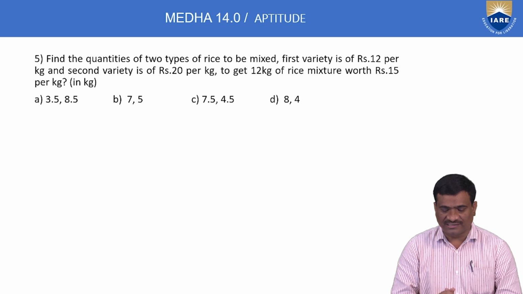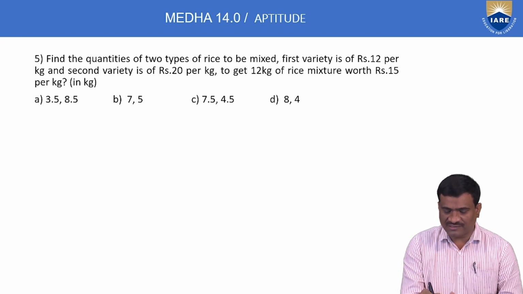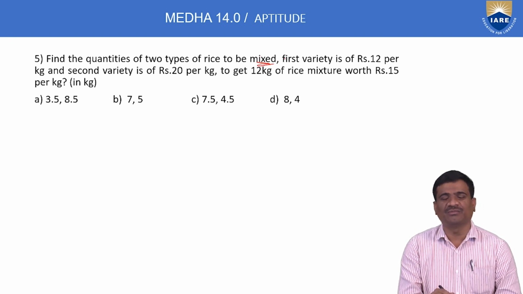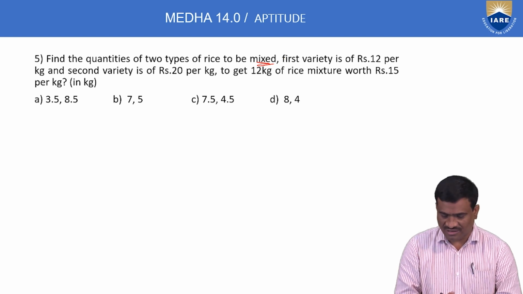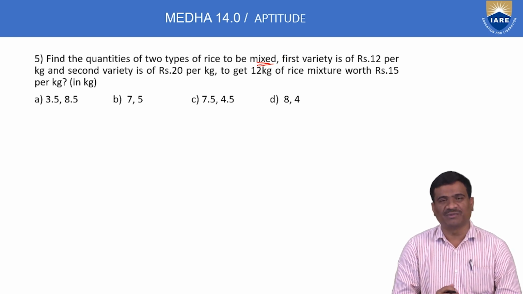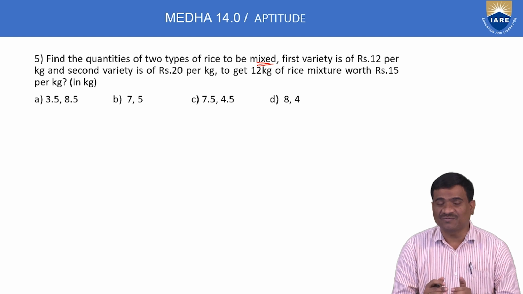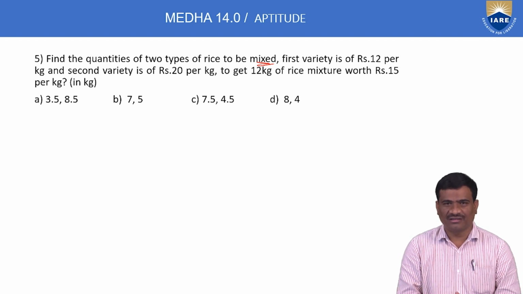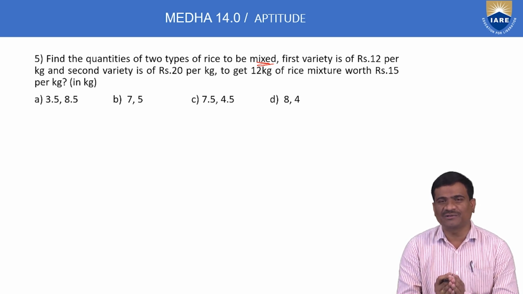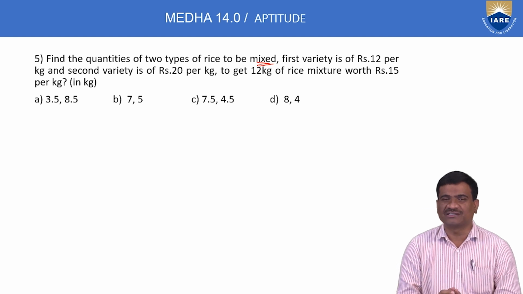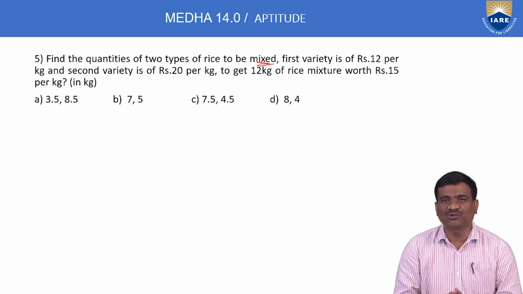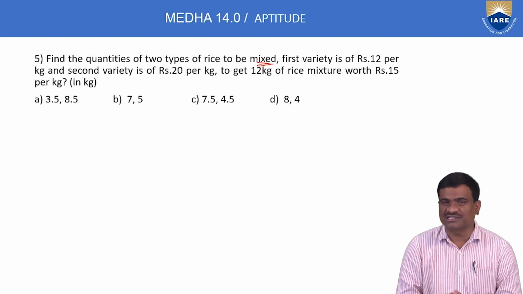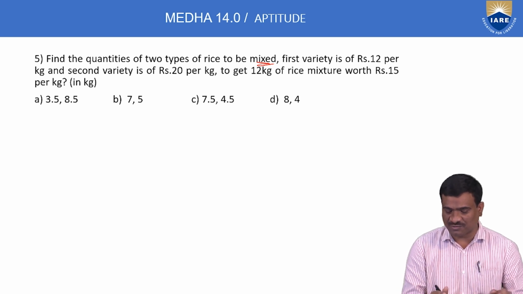Next, fifth example. Mixed means allegations or mixtures concept. In the allegations concept method, two types of varieties are given, and type 1 plus type 2 is equal to mixed variety. These are the types of questions given. Apply the concept.